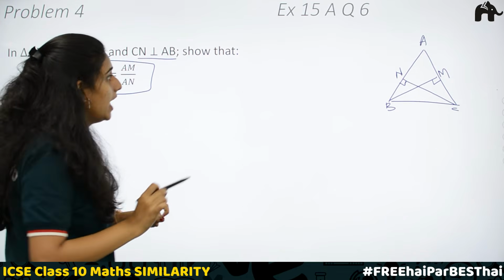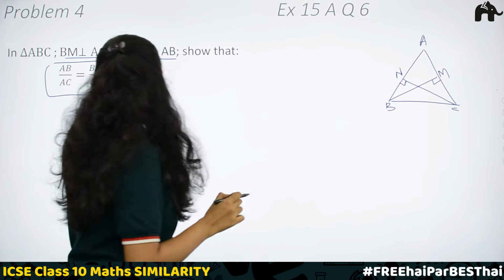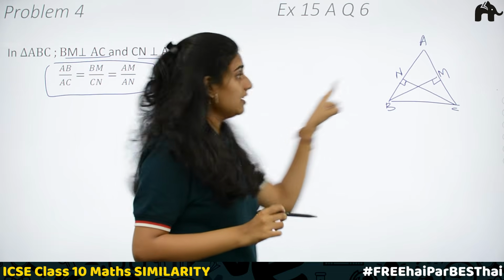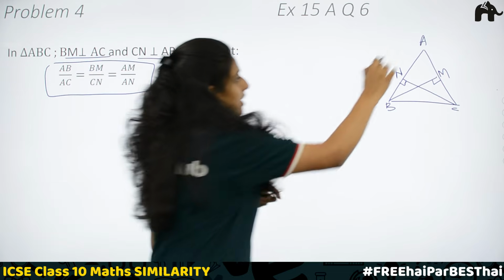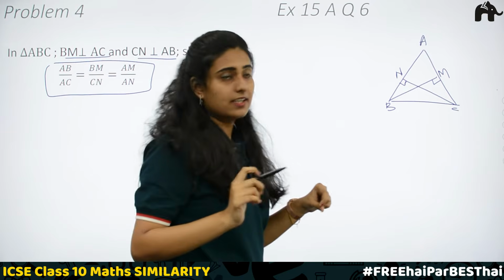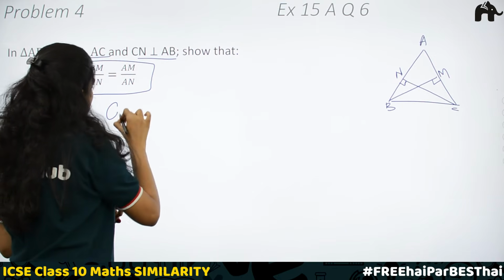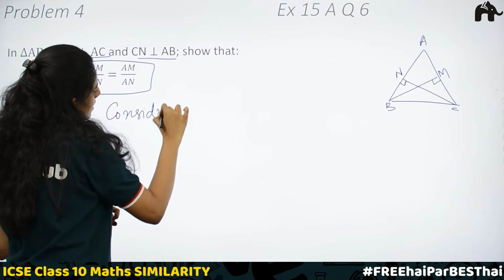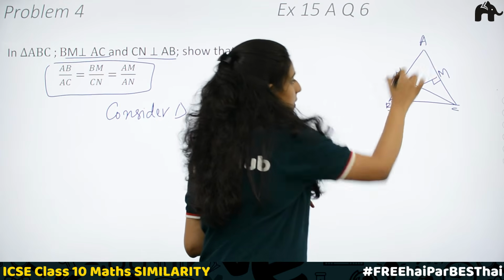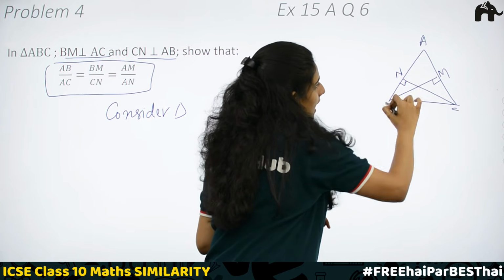We have to show that AB by AC, this is AB, this is AC, then BM by CN, and AM by AN. When you consider these sides, we get two different triangles. Yes, we have to consider two triangles. Consider triangle ABM, with sides AB, BM, AM.